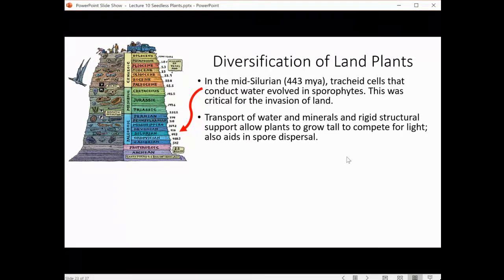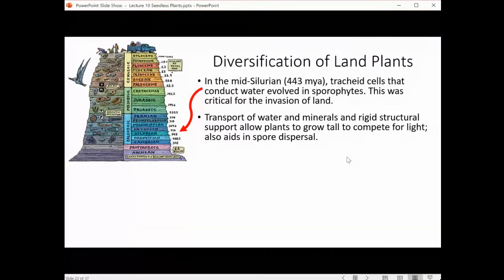Evolving water and mineral transport and rigid structure created a new environmental condition that you could select for: height. You didn't have to be low to the ground anymore. You had all this biological infrastructure where you could move water and minerals, so you could start to get taller. Getting taller has additional benefits. One is being able to collect more light. Remember, this is the source of your energy. This is what you use to produce food.